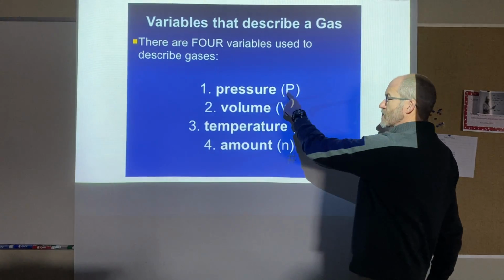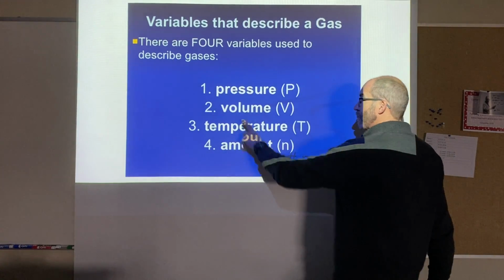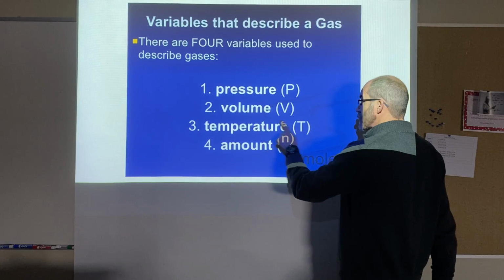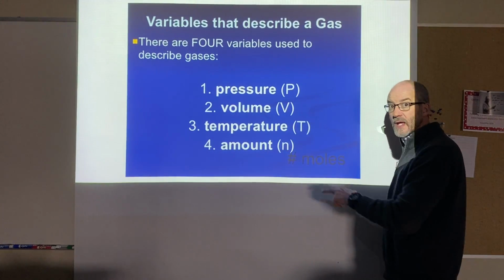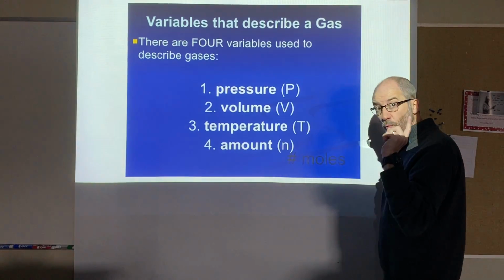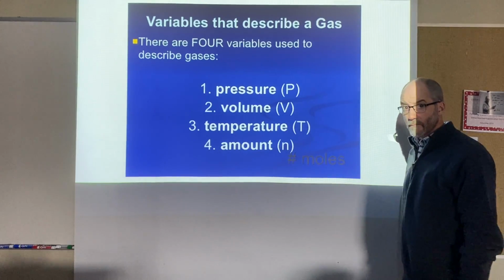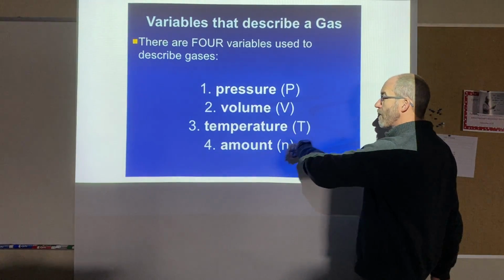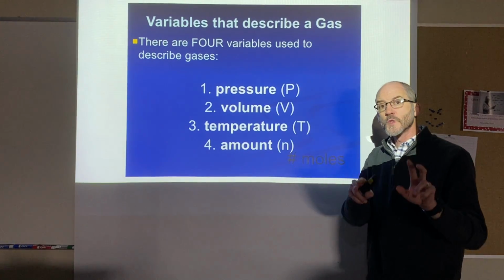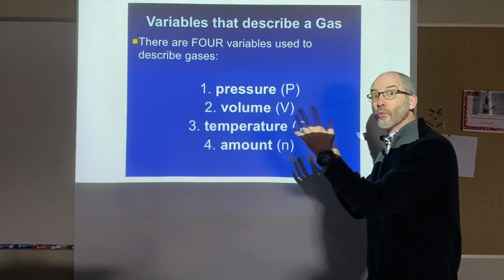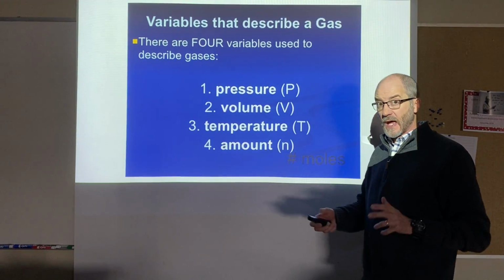For instance, pressure is a capital P, and case is important. Volume is a capital V. Temperature is a capital T, and the amount of the gas is given with a lowercase n. However, when we say amount of gas, we're really also talking about the number of moles. So these 4 variables will be very important to you when you begin to use the gas laws and the arithmetic to explain the characteristics of gases.